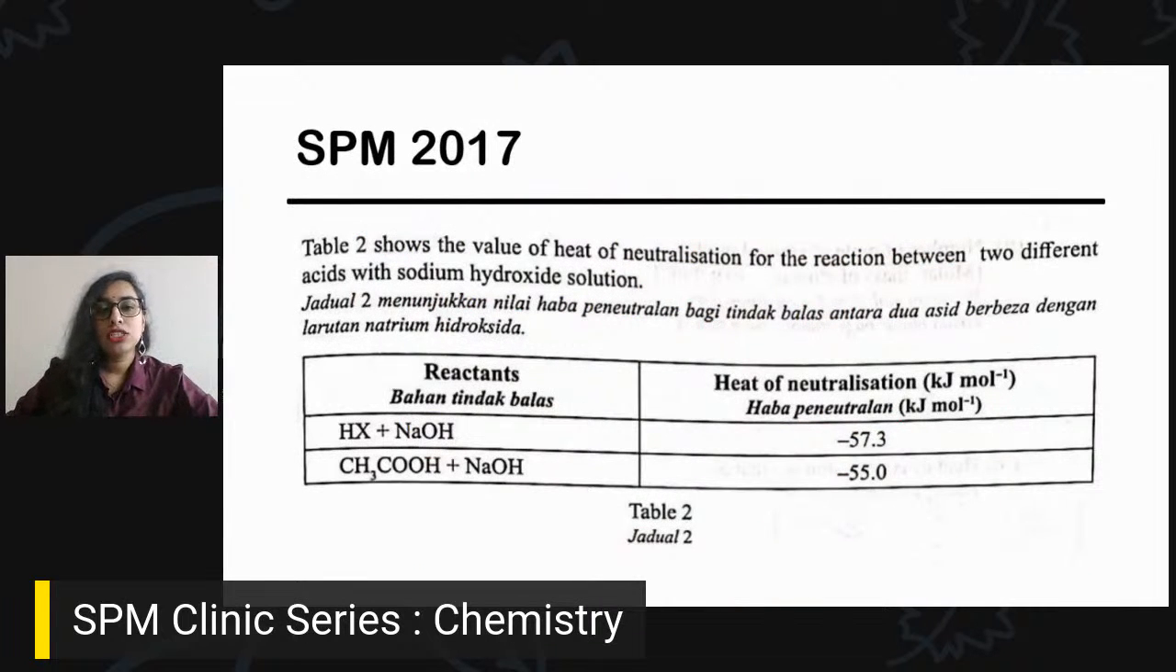All right, so let's look into SPM 2017's question. Let's read the question. Table 2 shows the value of heat of neutralization for the reaction between two different acids with the sodium hydroxide solution. The first one is HX, we don't know what X is, and the second one is ethanoic acid. Ethanoic acid is a weak acid. And they have given you the heat of neutralizations.